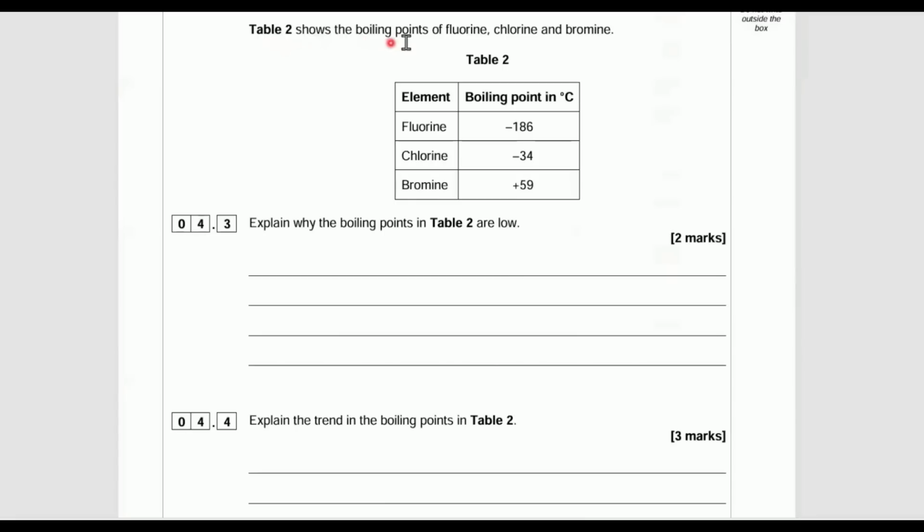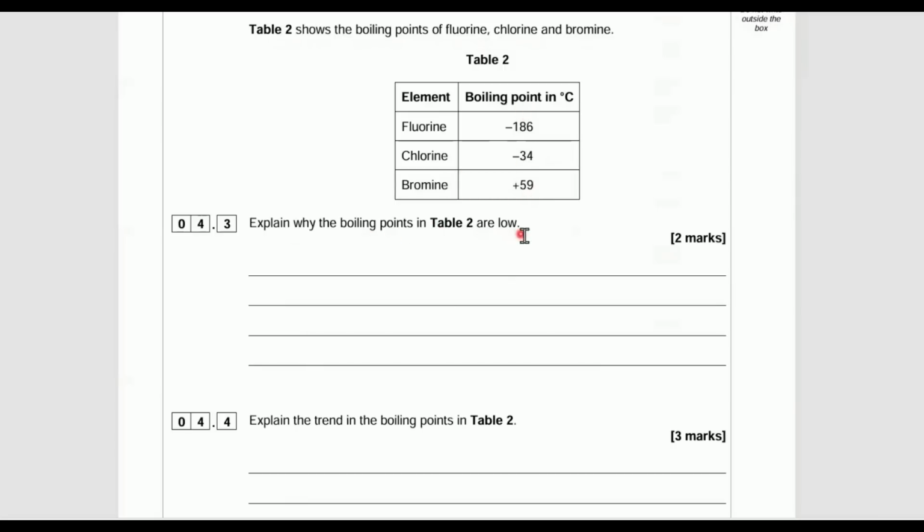Right, table two shows the boiling points of fluorine, chlorine, and bromine. So fluorine boils at minus 186, so it boils anywhere on the earth. There's nowhere that cold. Chlorine is minus 34. So there are places on the earth you could go to where chlorine would not be a gas. Boiling point is essentially saying gas point. Bromine boils at plus 59. So really we're saying this is the gas point.